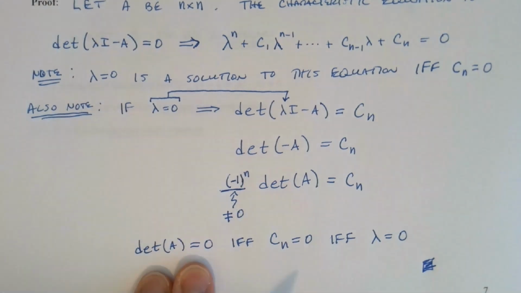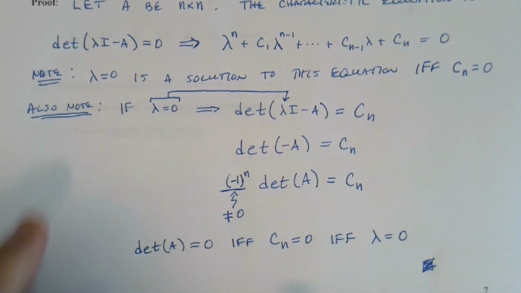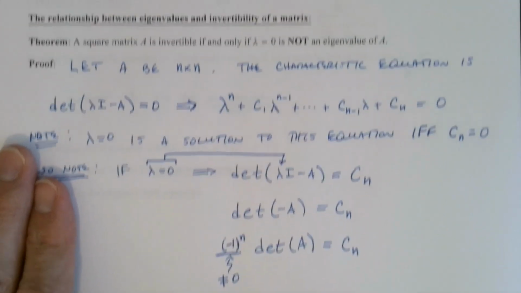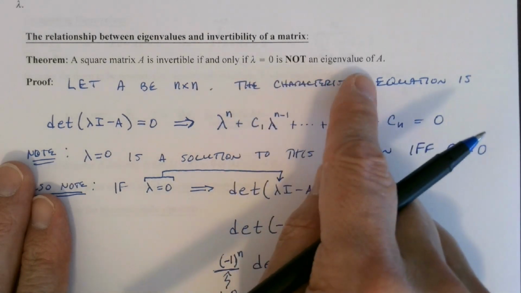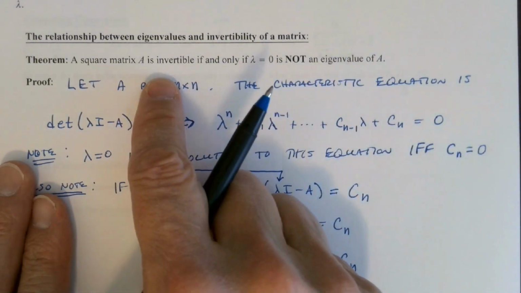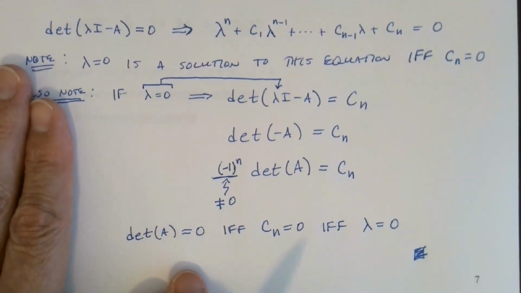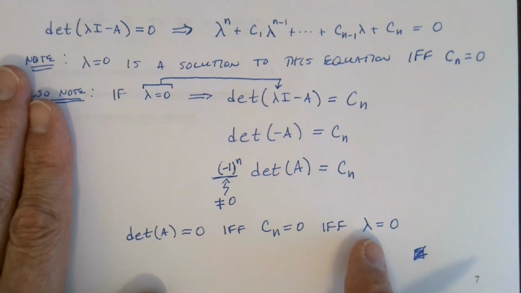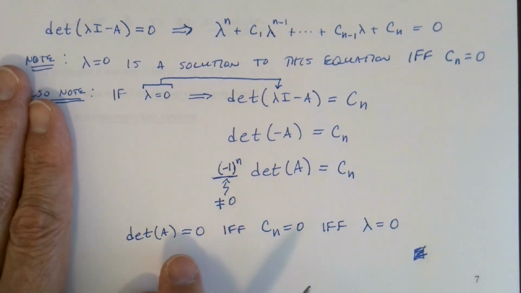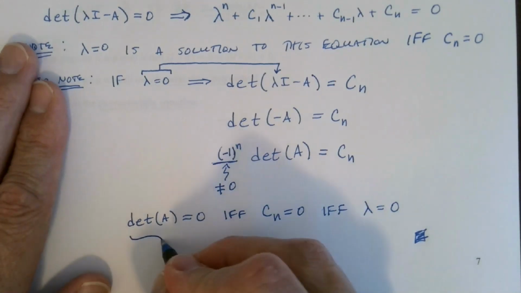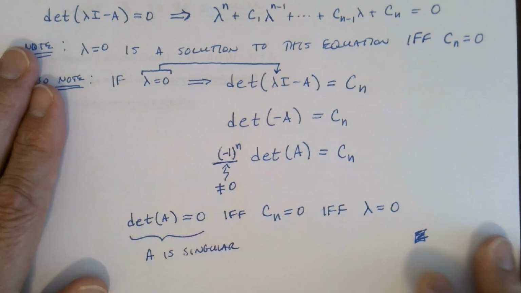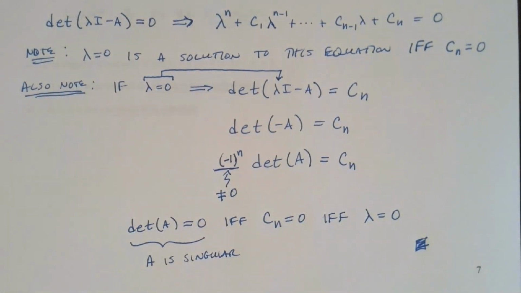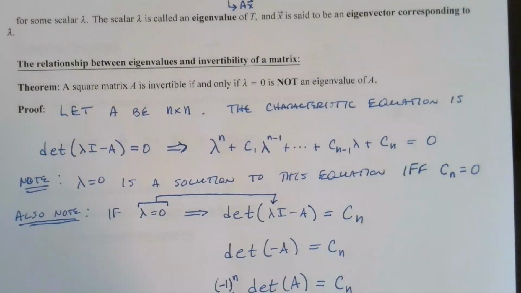Because what do we know if the determinant of A is equal to 0? That means A is what? Singular. So A is singular if and only if lambda equals 0 is an eigenvalue. And therefore, lambda equals 0 is not an eigenvalue of A if and only if A is what? Invertible. So we got the statement for if A is singular, what must be true: lambda equals 0 has to be an eigenvalue if A is singular. Let's just emphasize A is singular. Otherwise, if A is not singular, then this statement is true.